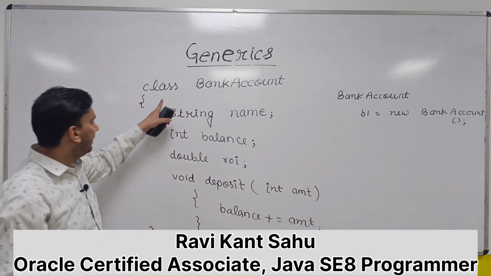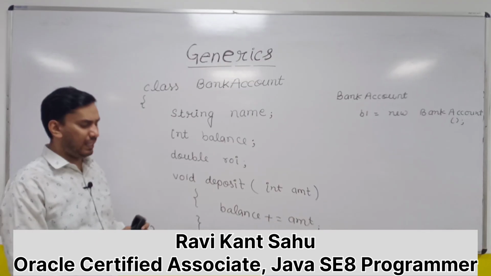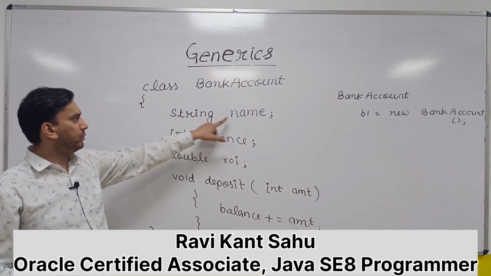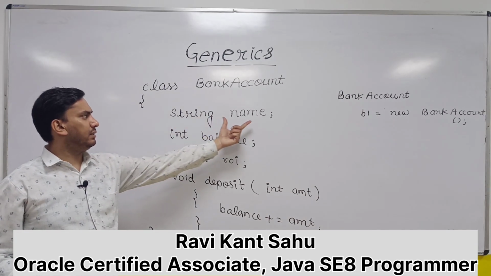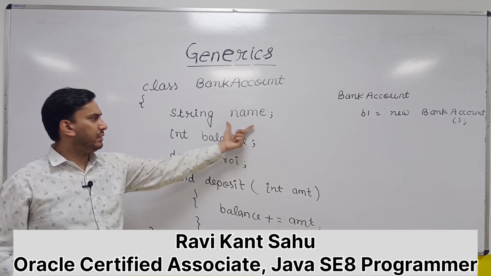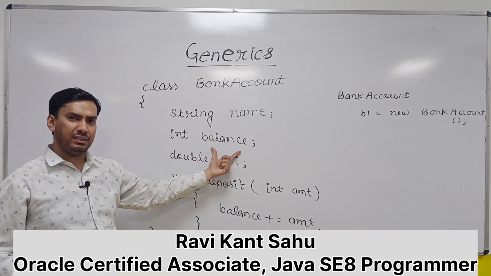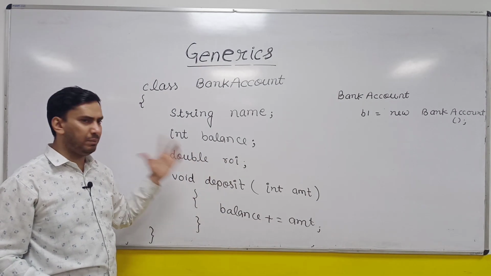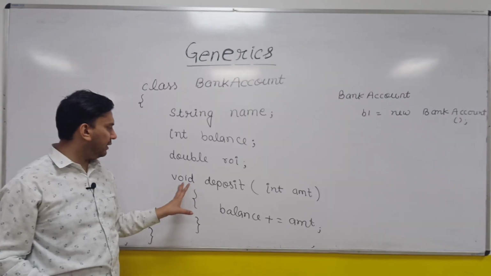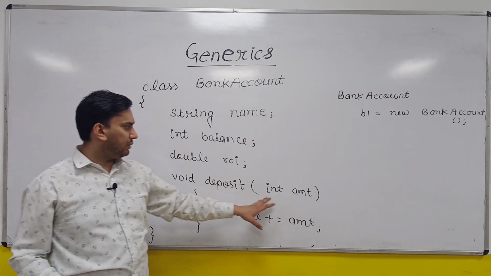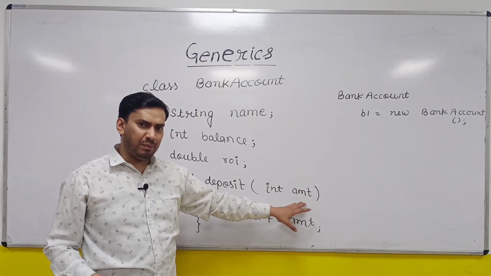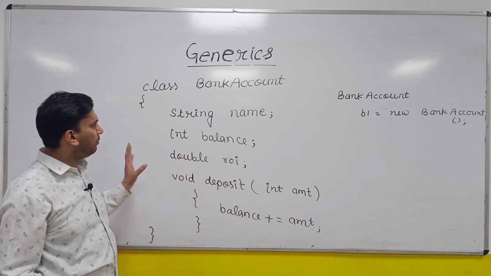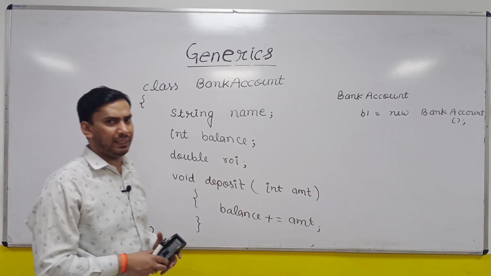Let's say I have created a class BankAccount. Generally, till now you might have created the attributes of the class in this manner. For example, the name attribute is of string type, the balance attribute is of int type, the rate of interest attribute is of double type, and I have created one method here, deposit, which takes an integer parameter and adds the amount to the balance. So this is a normal class that you are used to writing.